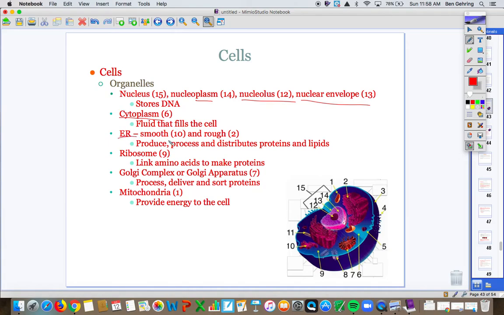Your endoplasmic reticulum produces and processes or distributes proteins and lipids throughout the cell, moves things across the cell. Your ribosomes produce proteins, are used to make proteins. Your Golgi complex, I call it a Golgi apparatus, acts like the UPS of your cell, processes and delivers different proteins throughout the cell and sends them to other cells and gets them where they need to go. And we have your mitochondria. This is your powerhouse. Performs cellular respiration, produces energy, allows you to function and do the things that you like to do.